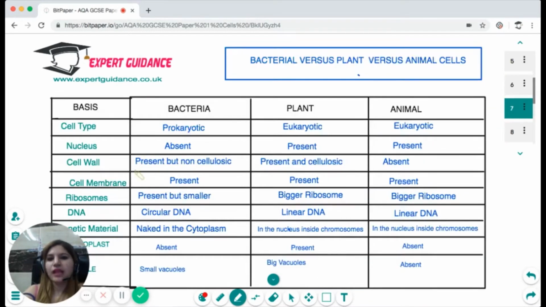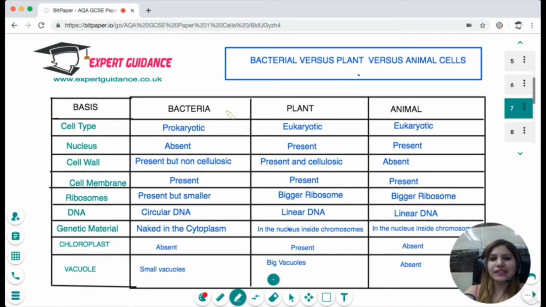Okay, so now these are the similarities and the differences between the bacteria, plant, and animal cell. Bacteria is prokaryotic, plant and animals are eukaryotic. The nucleus is absent in bacteria but present in both plant and animal cells. Cell wall is present in bacteria but non-cellulosic. Remember, in a plant cell it is cellulosic, in an animal cell it is completely absent. Cell membrane is present in all.